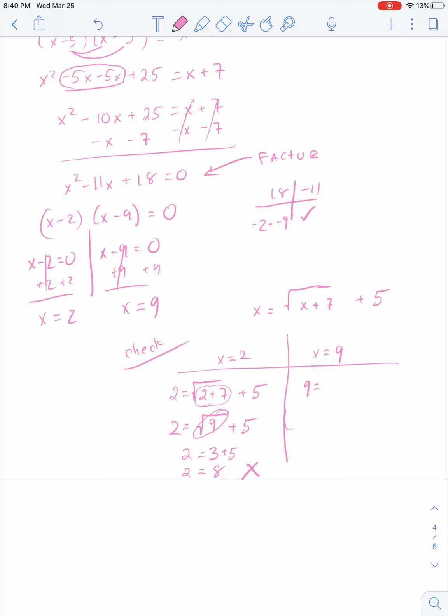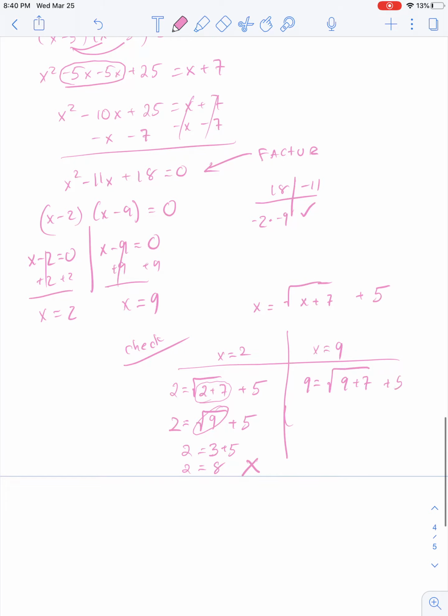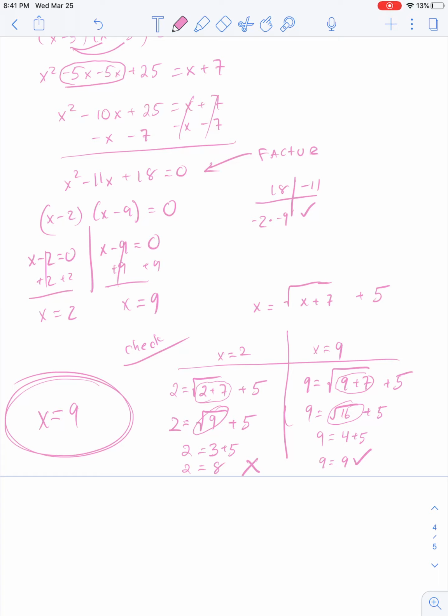All right, and we do it again. This time we replace x with 9. 9 plus 7 gives us 16. Square root of 16 is 4. And we see that this does work. So here we get one answer. We get an answer of 9. So a nice example there.